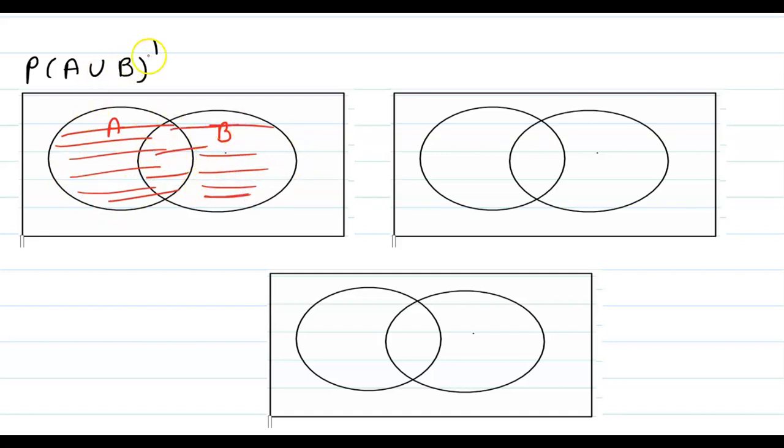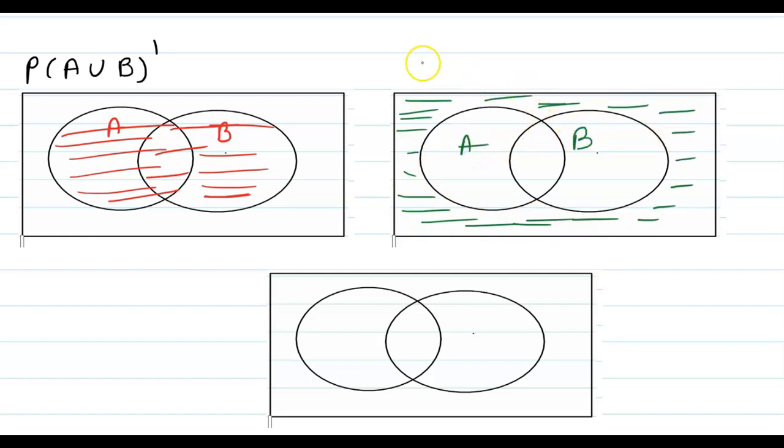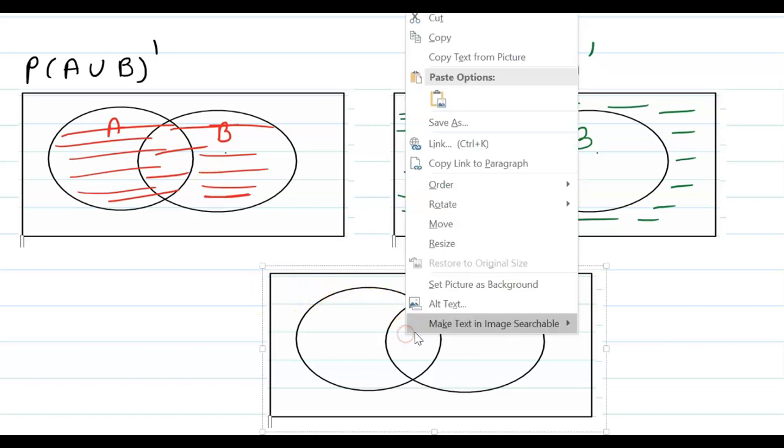So what does A union B complement mean? It is not A union B. So you can leave these A and B and shade outside. So this is representing A union B whole complement. So we don't require a third diagram. We can do it for another one here. So let's delete it.